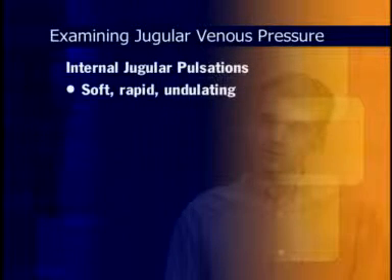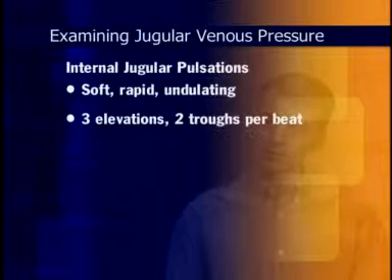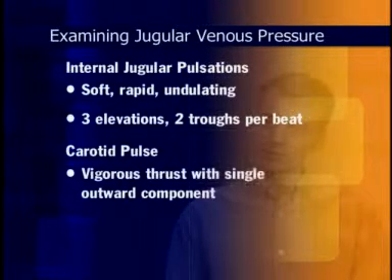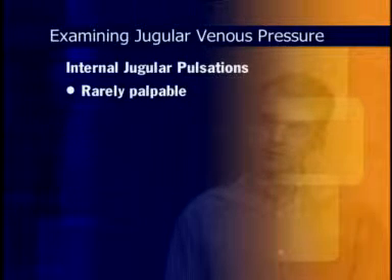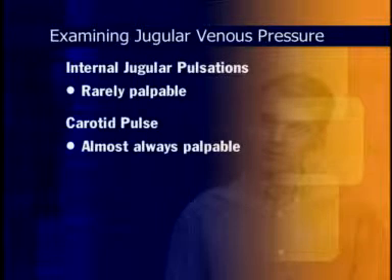Internal jugular pulsations have a soft, rapid, undulating quality, usually with 3 elevations per heartbeat, 2 of which are visible, and 2 troughs, whereas the carotid pulse provides a more vigorous thrust with a single outward component. Internal jugular pulsations are rarely palpable, whereas the carotid pulse is almost always palpable.